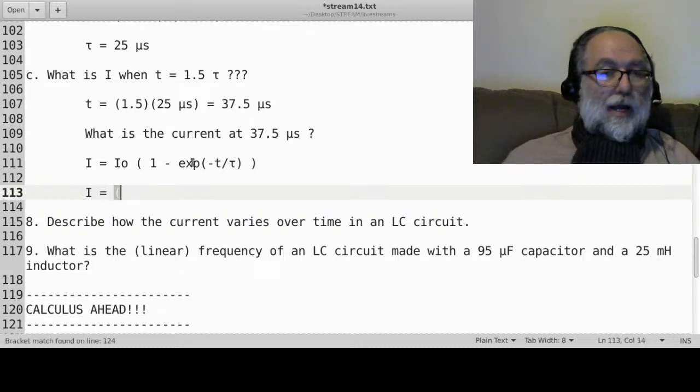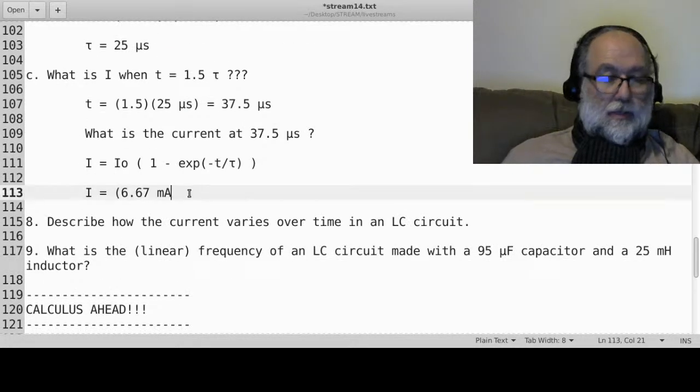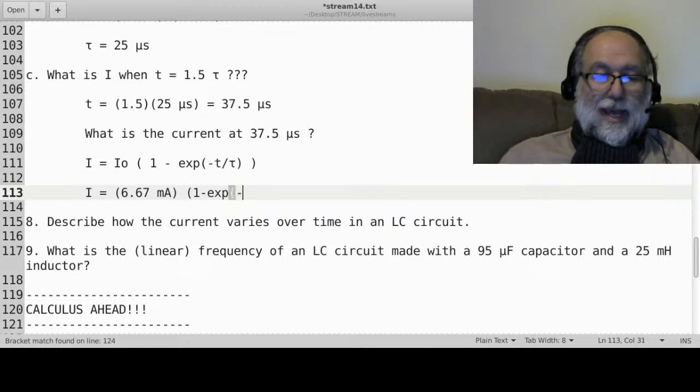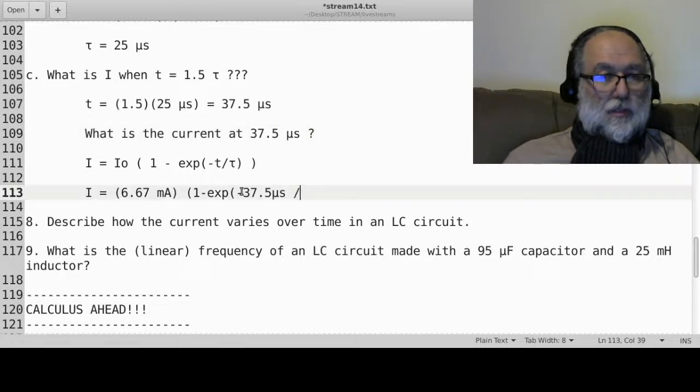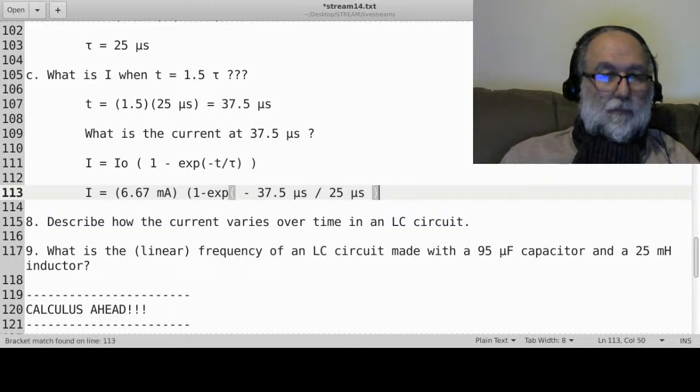So I is going to equal, the current is going to equal, I naught, and we determined that that was 6.67 milliamps, times 1 minus the exponential of negative, the time that we're interested in, 37.5 microseconds, divided by the 25 microseconds in the denominator there. Okay, and there you go. I've plugged in the units.